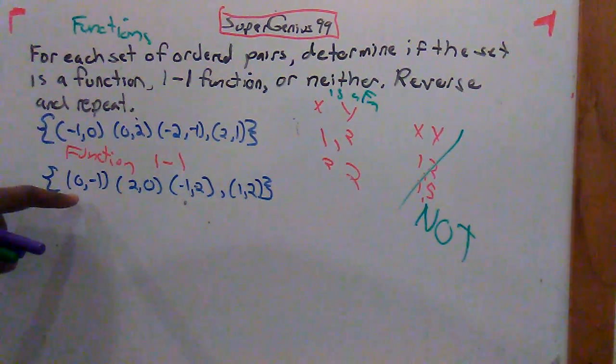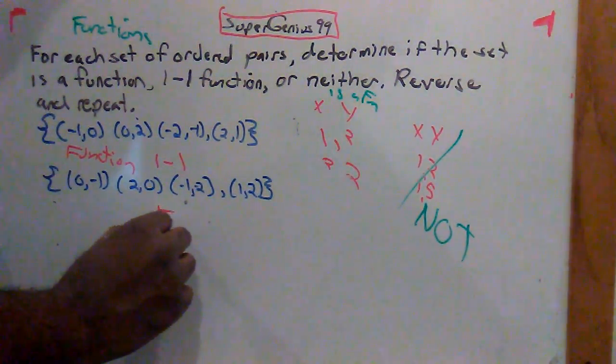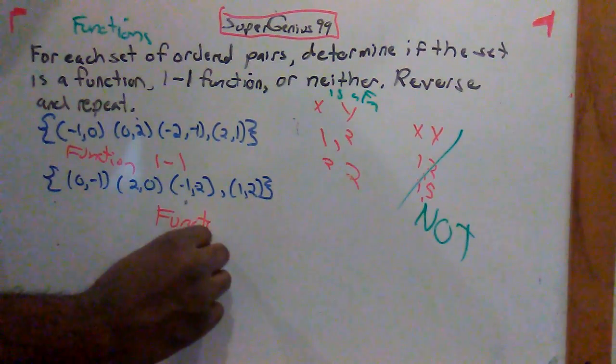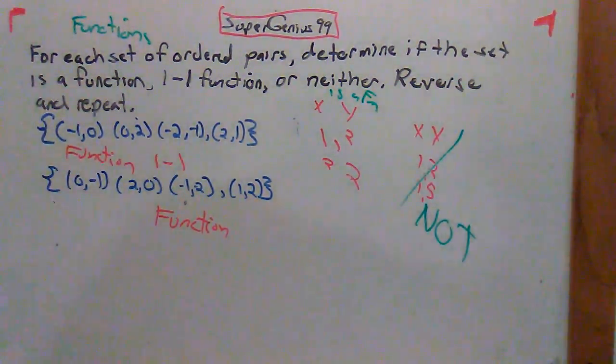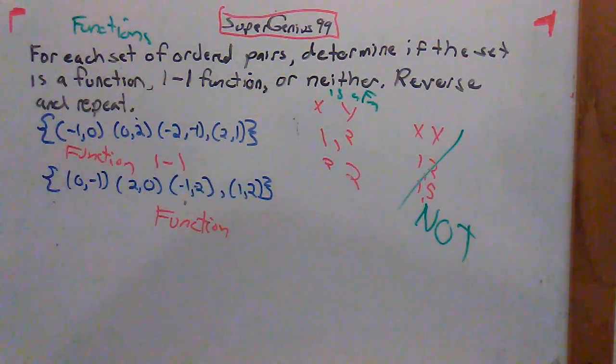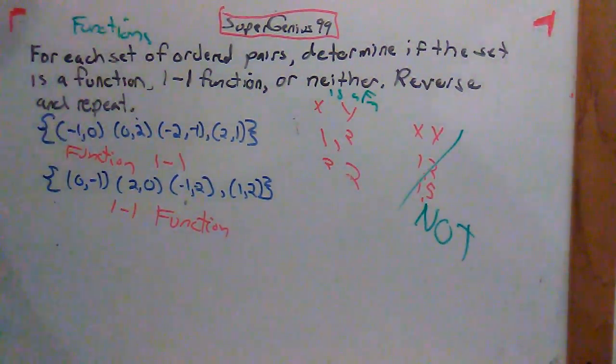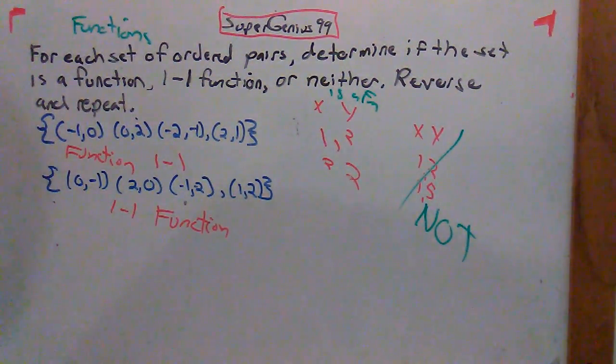Well, just look at your x values. 0, 2, negative 1, 1. None of the x values repeat, so this is a function. Is this a one-to-one function? Well, do any of the y values repeat? Negative 1, 0, negative 2, 2. No, so this is a one-to-one.